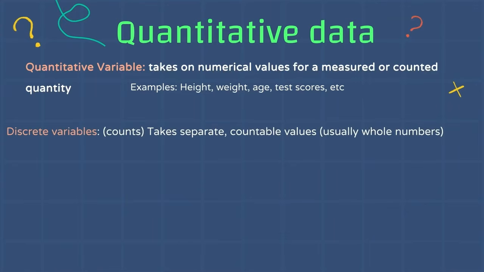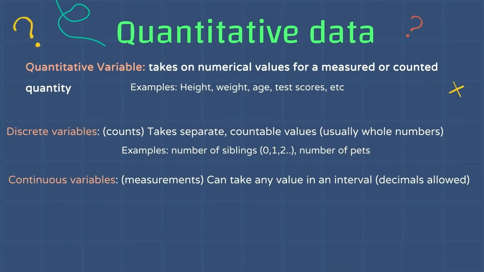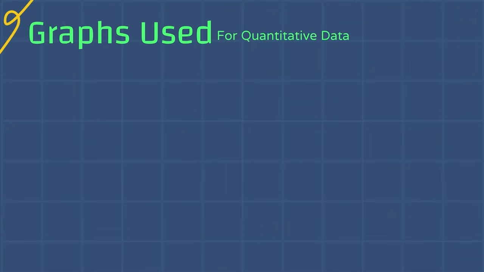And there are two types of quantitative data. One of them is discrete variables, which are counts, which take separate countable values, usually whole numbers. For example, number of siblings, number of pets. It's 0, 1, 2. You can't have half a pet or half a sibling. And there are continuous variables, which are often measurements, and they can be measured in intervals, and decimals are allowed. For example, it could be 5.6, 5.75 feet, etc.